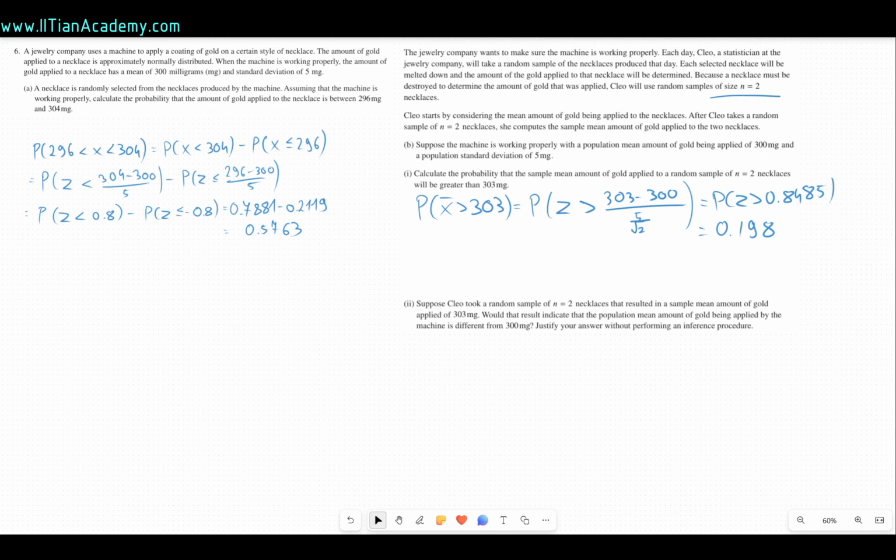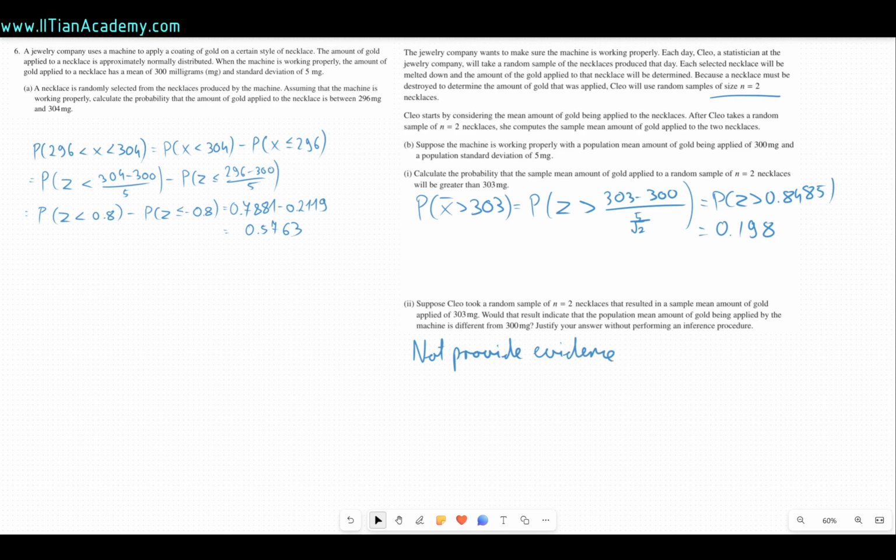We're told in part 2, suppose Cleo took a random sample of n equals 2 necklaces that resulted in a sample mean amount of gold applied of 303 milligrams. Would that result indicate that the population mean amount of gold applied is different from 300 milligrams? Justify your answer without performing any inference procedures. And well, no, it would not provide significant evidence.